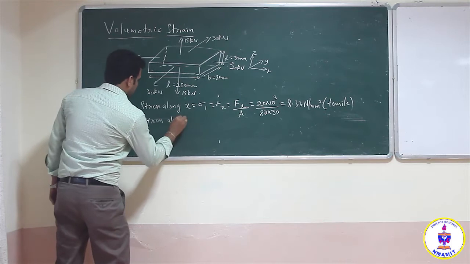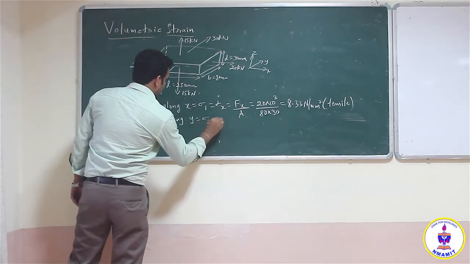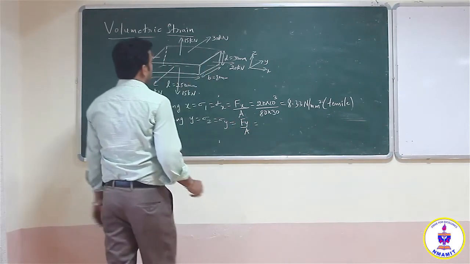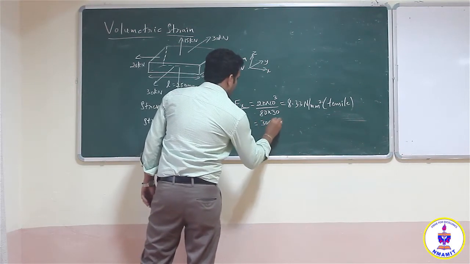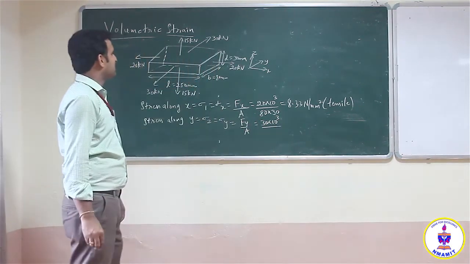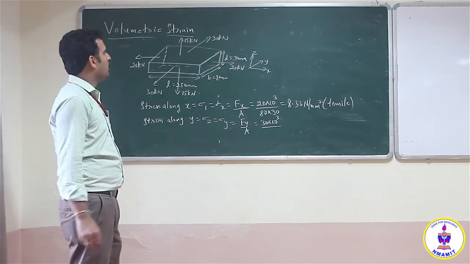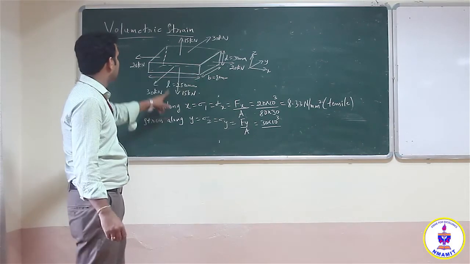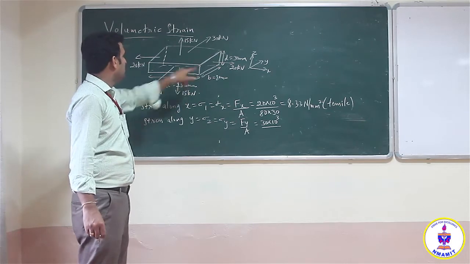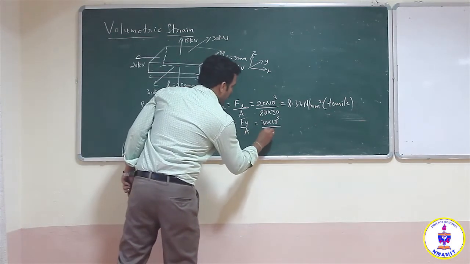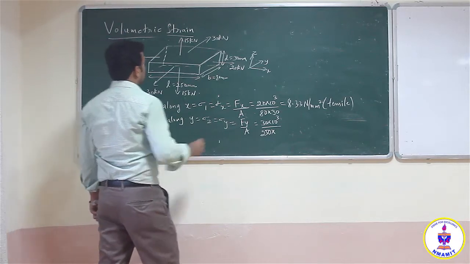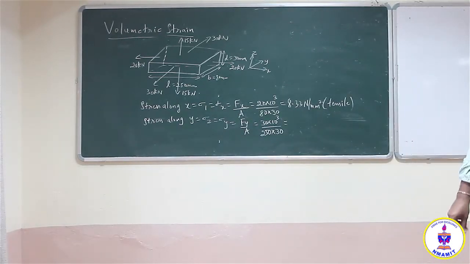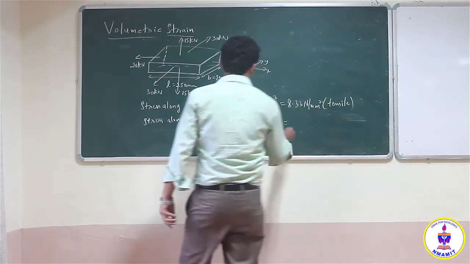Second, stress along y is sigma 2, that is sigma y. Force acting along y divided by cross sectional area. Force acting along y is 30 into 10 power 3 divided by cross sectional area. So this force is perpendicular to the front face and the back face, that is this face. That is cross sectional area is length into depth, that is 250 into 30. So which comes out to be approximately equal to 4 Newton per millimeter square.